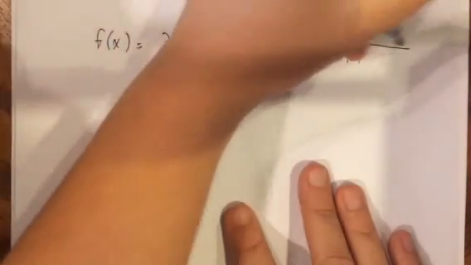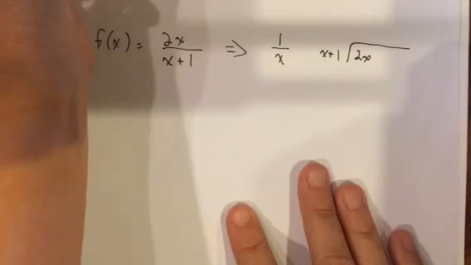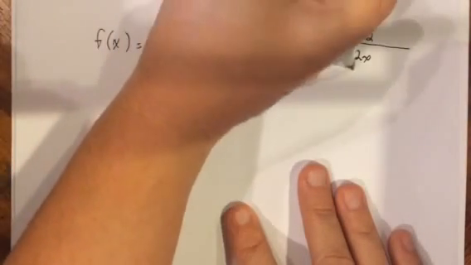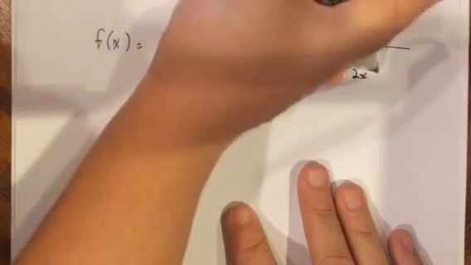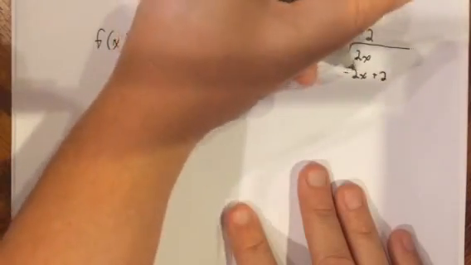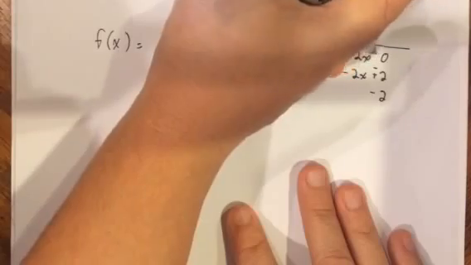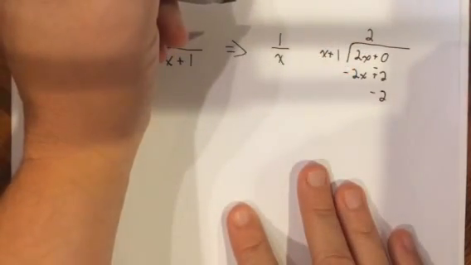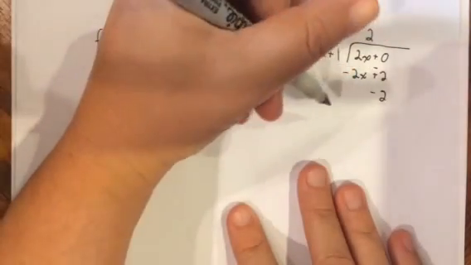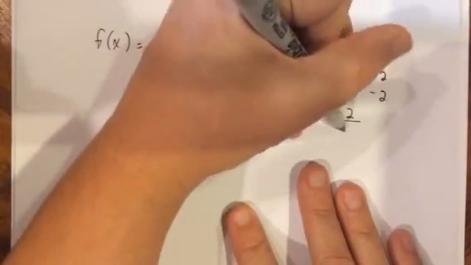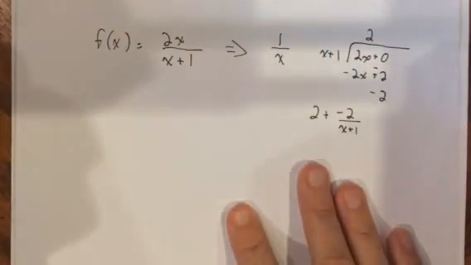I'm going to go ahead and do my 2x and my x plus 1. Do long division. What times x gives me 2x? 2. 2 times x would be 2x. 2 times positive 2 is plus 2. Subtract both parts. I'll get a negative 2 because there's a 0 here. 0 minus 2 should be negative 2. So I get 2 plus negative 2 over x plus 1.